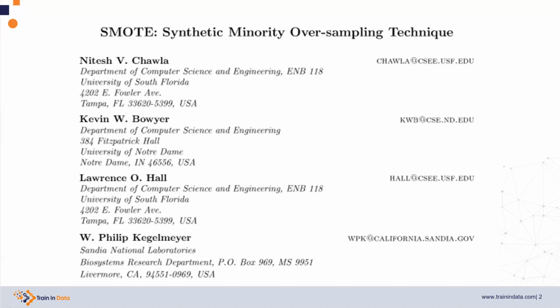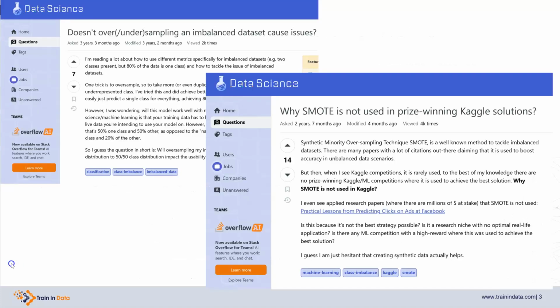Now, overhyping ideas or algorithms in data science is not unusual. There's been an overhype about SMOTE. There has also been an overhype about SHAP for interpretability. And if you ask me, there's also a little bit of an overhype when it comes to large language models. But leaving my opinion aside, if you follow data science communities, you probably also started to see discussions that ask why SMOTE is not used in prize-winning Kaggle solutions, or if oversampling or undersampling a dataset will cause issues in the use of the machine learning models.